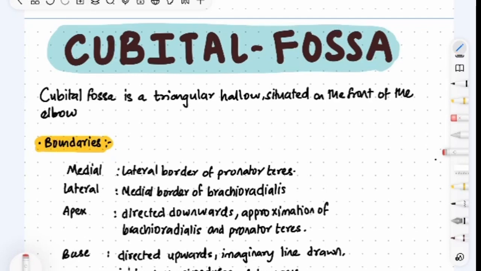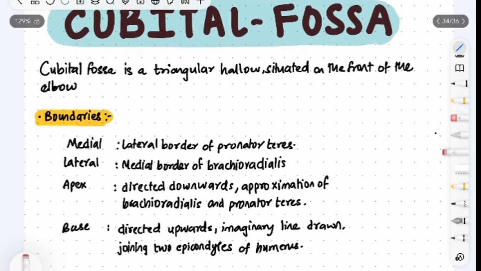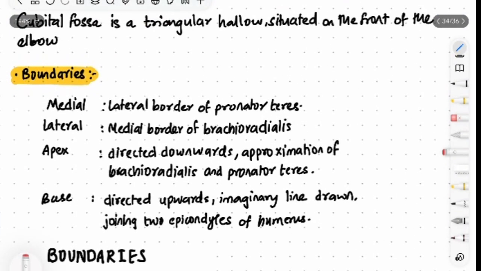In today's video, we are going to talk about a simple SAQ and it's easy. So, cubital fossa. The cubital fossa is a triangular hollow situated on the front of the elbow. Basically, this cubital fossa is a type of inverted triangle shaped, and it has four boundaries: the medial, lateral, apex, and base.